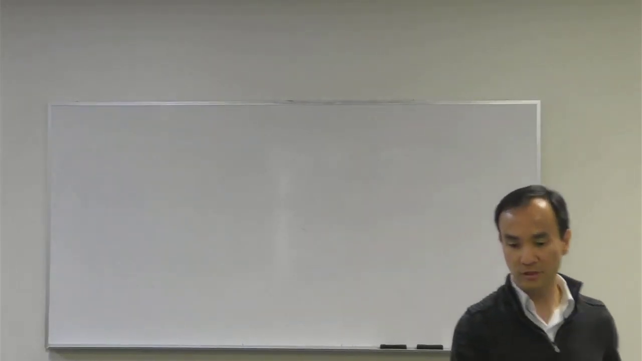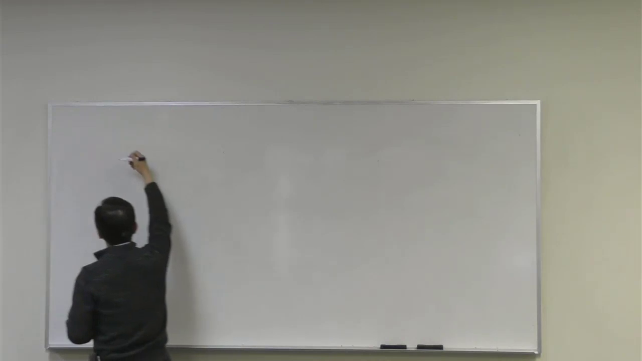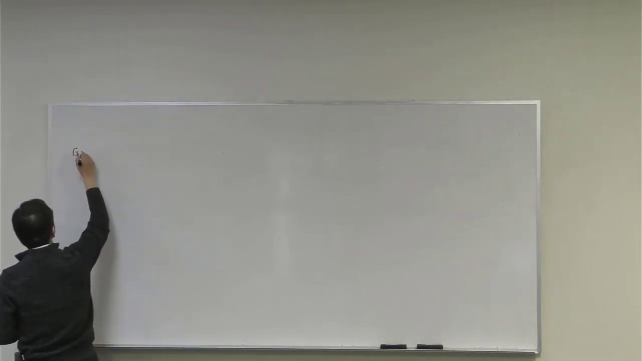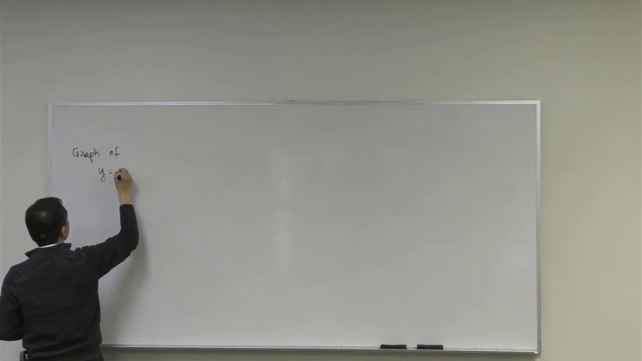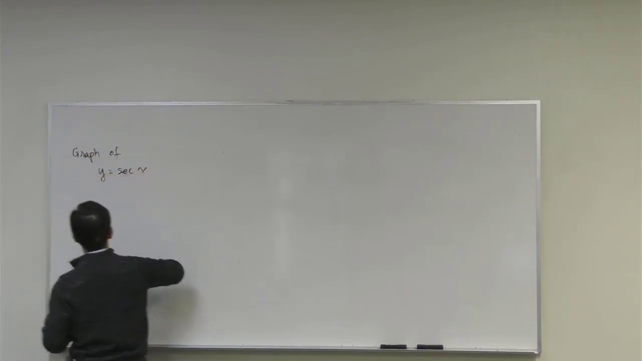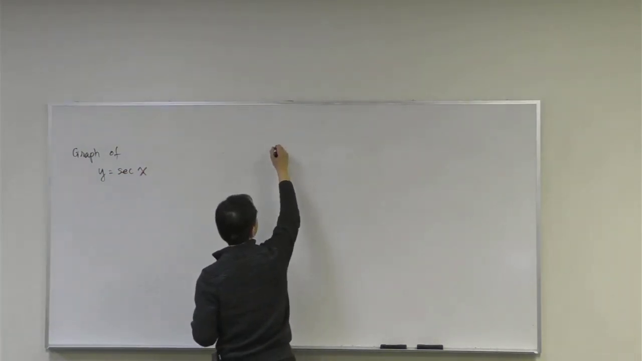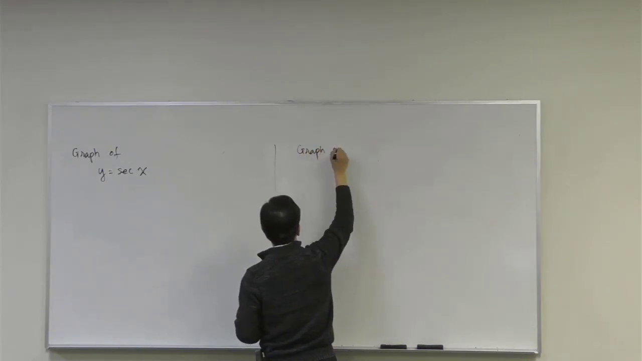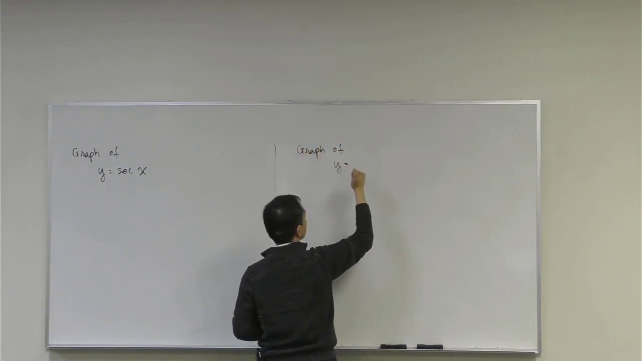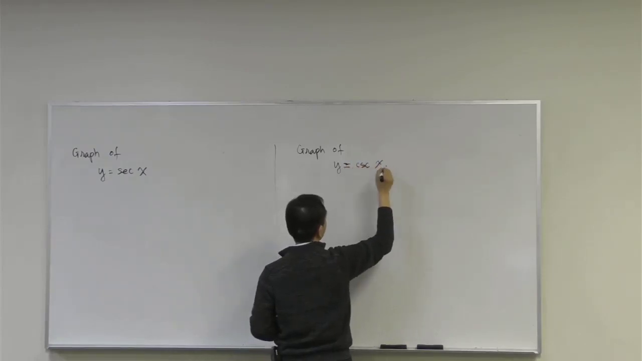So the graph for secant, graph for cosecant. Divide it into two separate spaces right here. Graph y equals secant of x. In this space we are going to do the graph of y equals the last one here, cosecant of x.